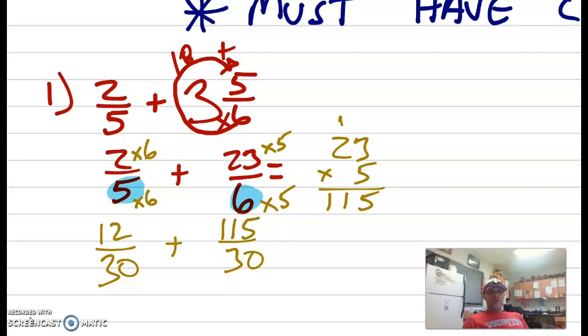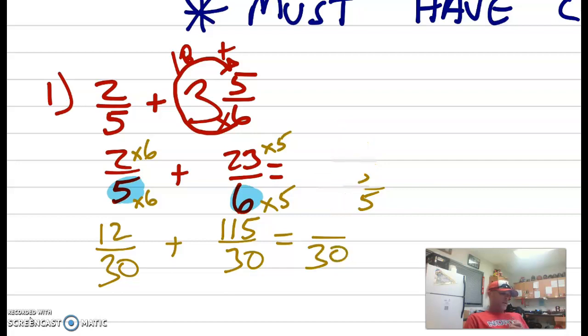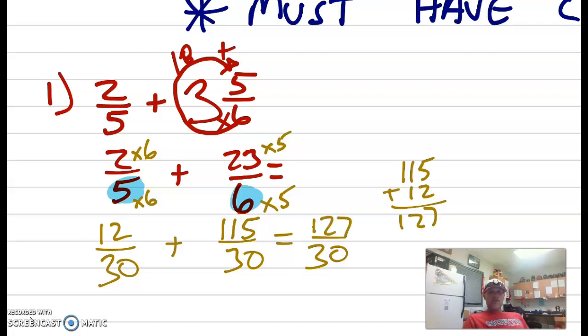We haven't even started adding our fractions yet. So remember, denominator stays the same. We never, ever, ever add denominators. But numerators we do. So we just have 115 plus 12, or 12 plus 115. It doesn't matter. 115 plus 12. 5 and 2 is 7. 1 and 1 is 2. So we have 127. 127 thirtieths.